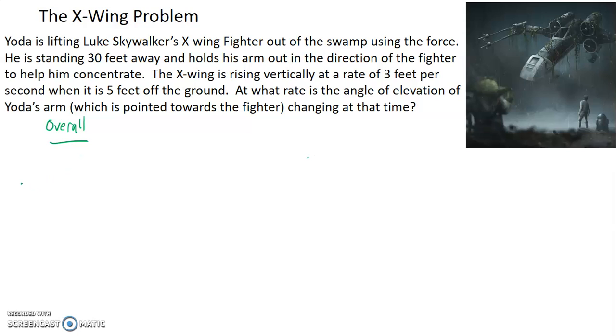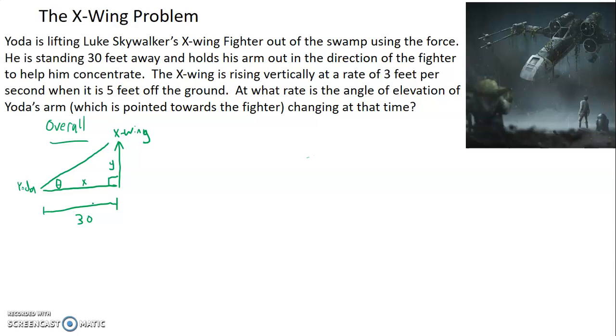So we've got Yoda down here in the corner, and then over here, a distance of 30 feet away, we have the X-Wing, which is now rising, and Yoda's arm is pointing at it as it goes up. So we've created a right triangle. Up here is the X-Wing, and it is moving up. If we call this X and Y, then the angle down here, the angle of elevation, we're going to call theta.